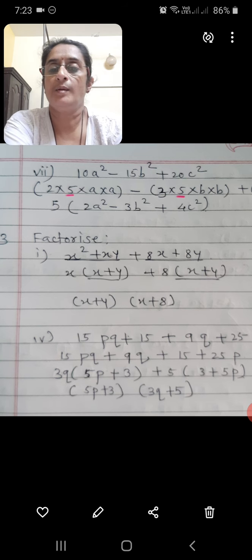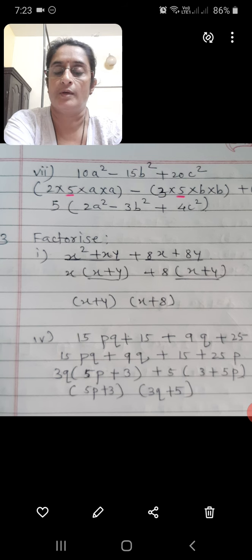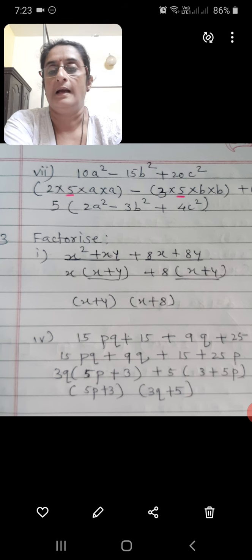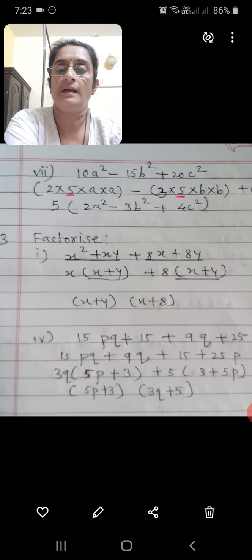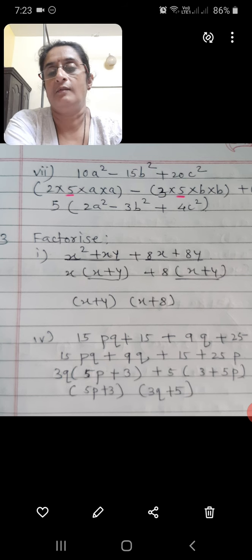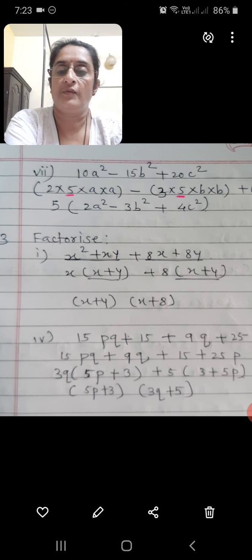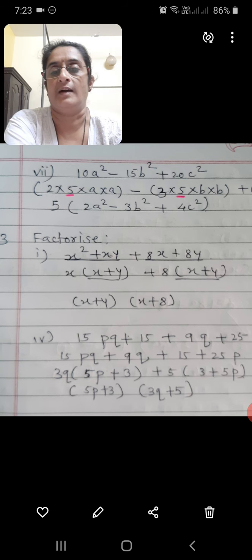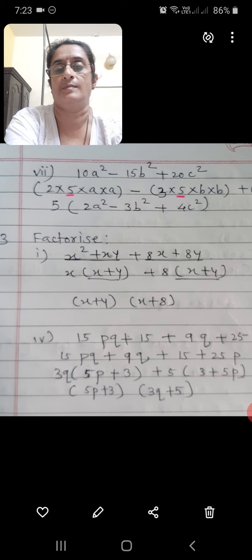Now what is common between them? X. So take it out, and then what remains? Once you take x out from x square, x remains, and from xy, if you take x out, y will remain. So x plus y will be the second factor, and x will be the first factor. So when you split x square plus xy, you will get x and x plus y.